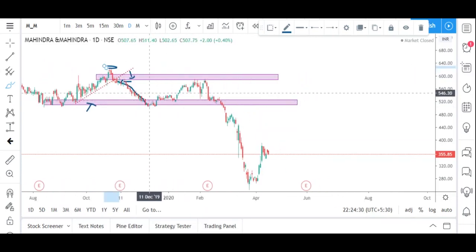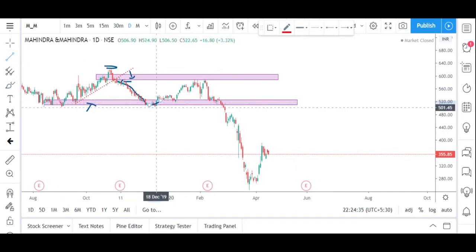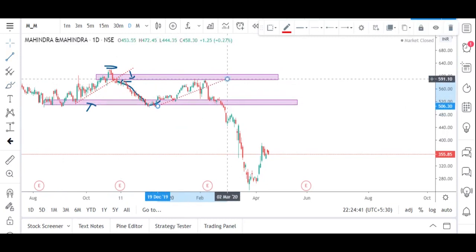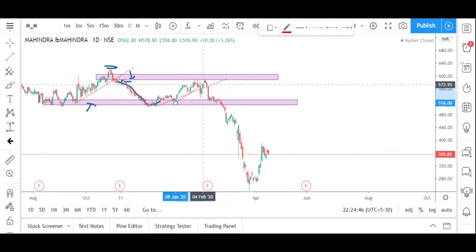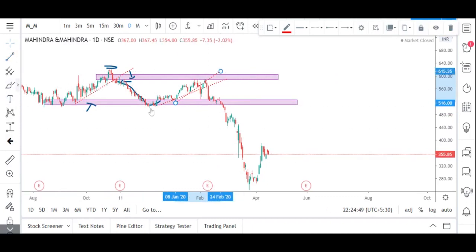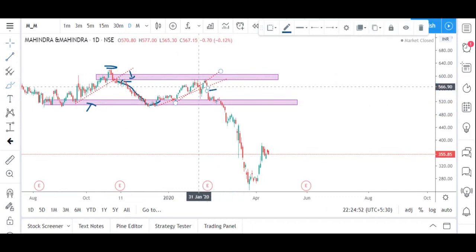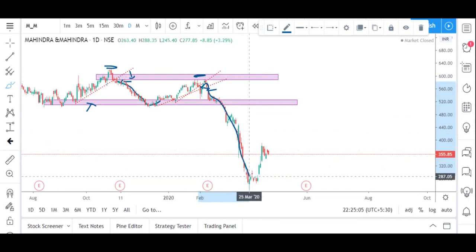Okay, so again we see a pullback here on the support, and we just draw a line considering this. Maybe if you had considered this, then this is also fine. This is also fine. Whichever pleases you. You enter the trade here somewhere in this region or this region. You keep your stop loss here on the previous swing low, recent swing low, and it takes a small pullback, and it falls and falls.